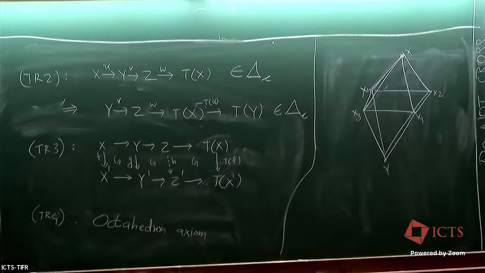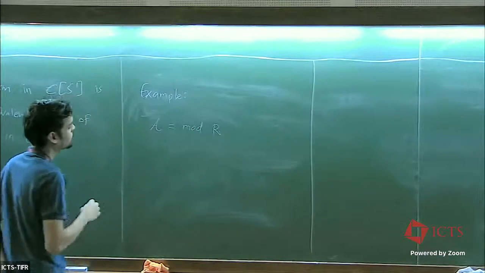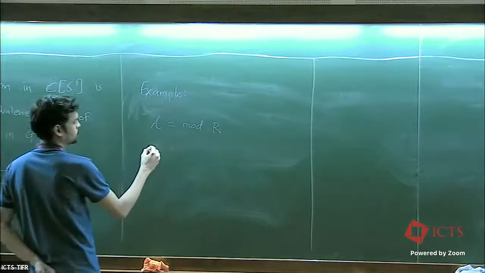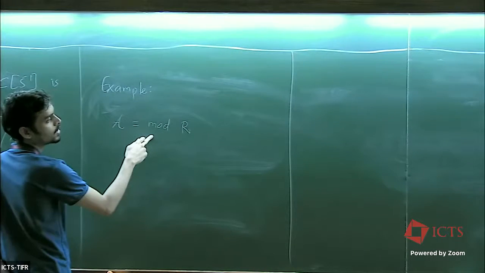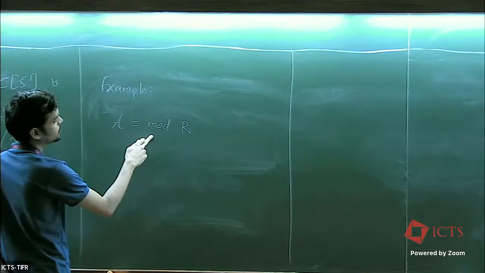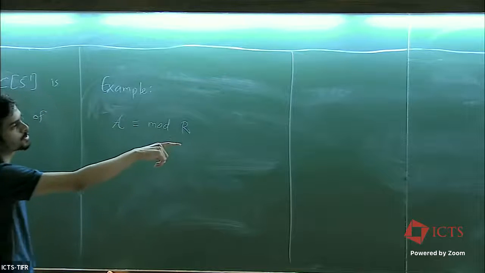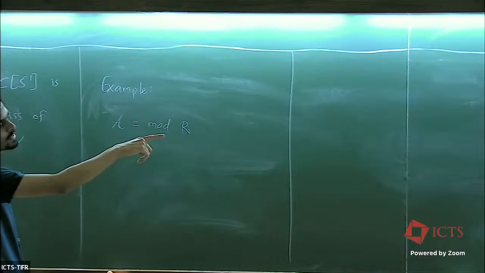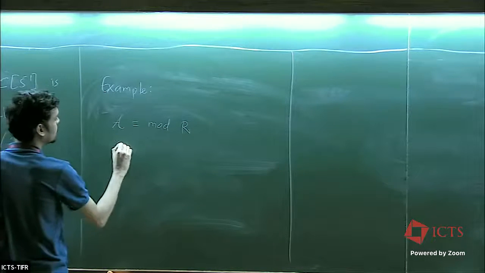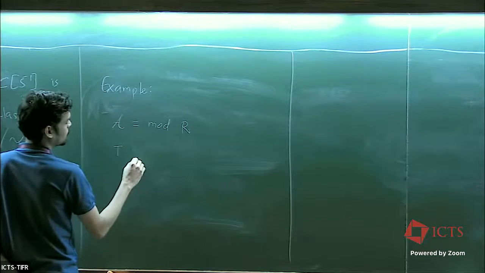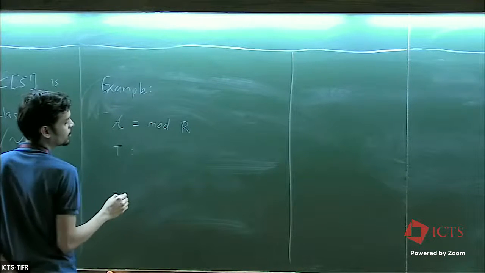So let's say A is the category of modules over some ring R, and you want to give this a triangulated category structure. That means we should have two things. First of all, the translation functor T and the class of triangles. So the translation functor T is something that shifts a complex by one unit.